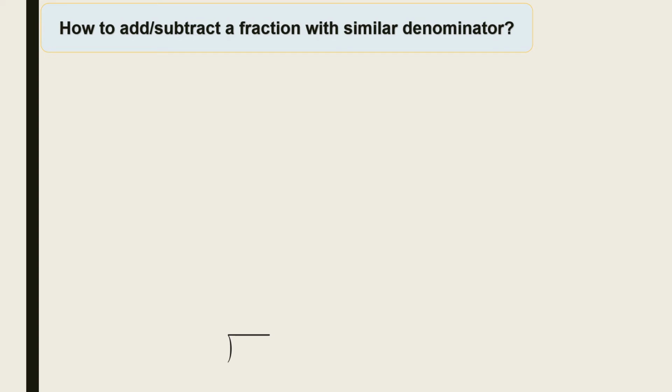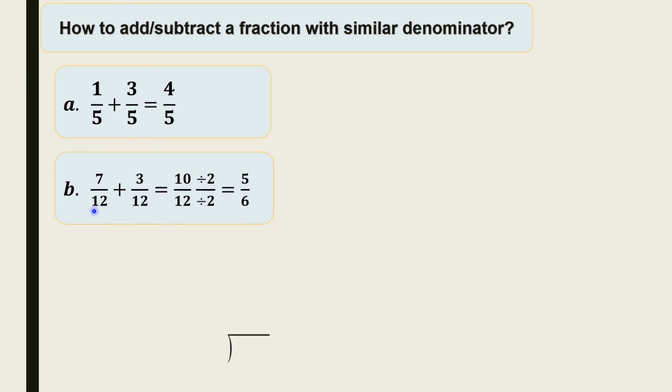How do we add and subtract fractions with similar denominators? We just copy the denominator and then add the numerators. If there is a number that can divide both parts, you must reduce it to lowest term. Letter B. Again, you just copy the denominator and add the numerators. If there is a number that divides both the numerator and denominator, it should be reduced to its lowest term.